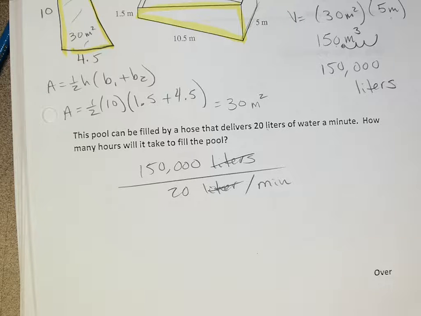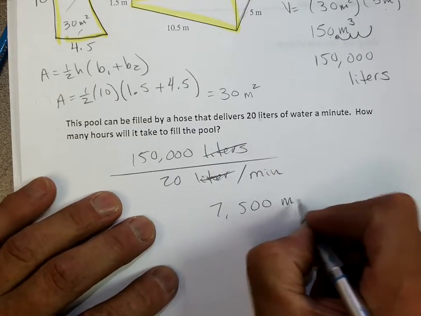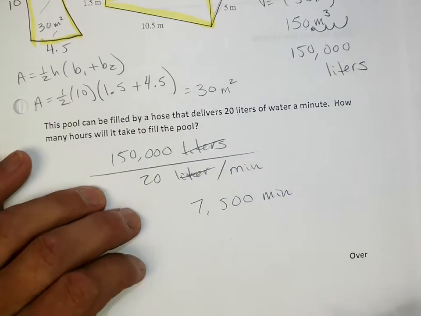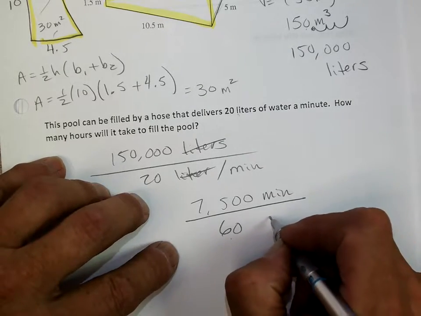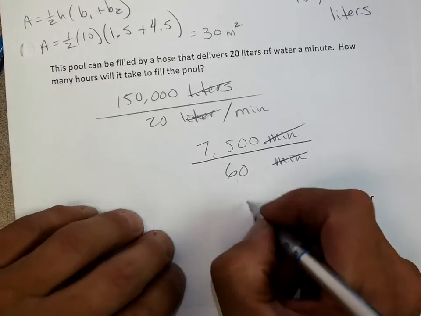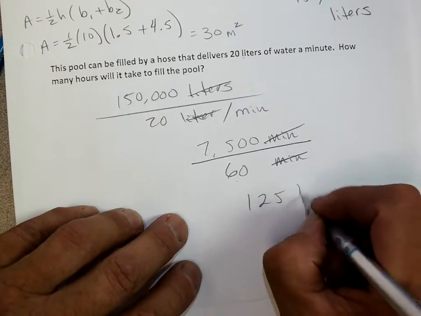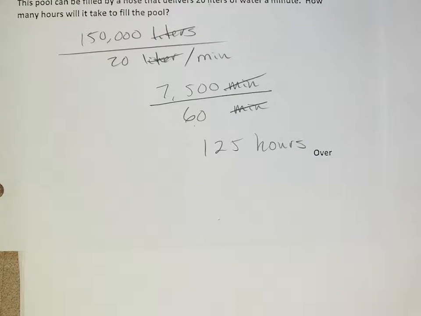So, Isaac, what'd you get for an answer? 7,500. 7,500 minutes, right? Right. So if we need hours, we divide that by 60. What'd you get? 125 hours. So right off the bat, I'm thinking to myself, man, if I'm at a pool party, this is not going to work, is it?